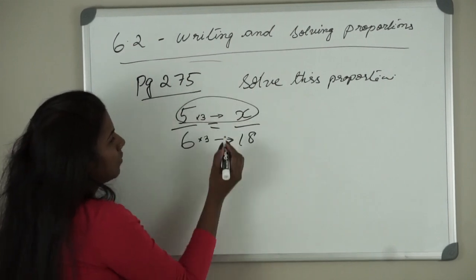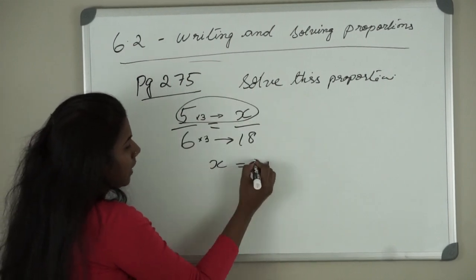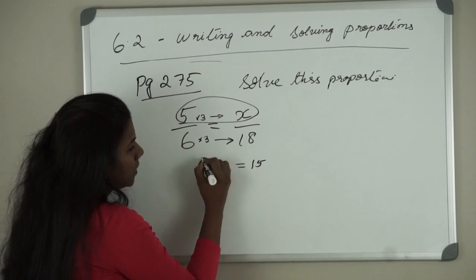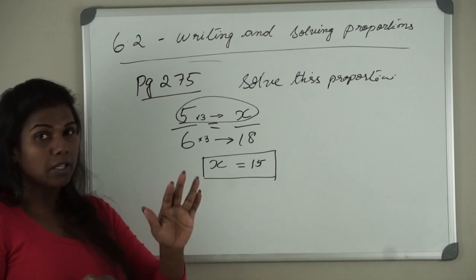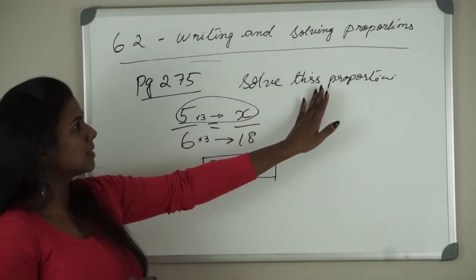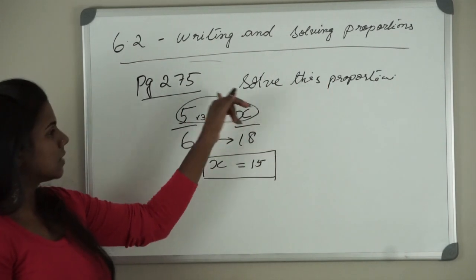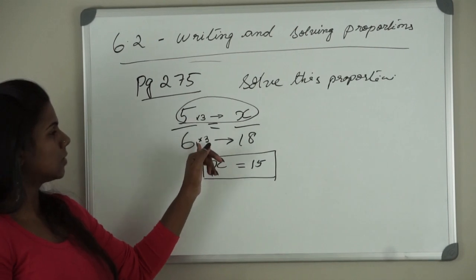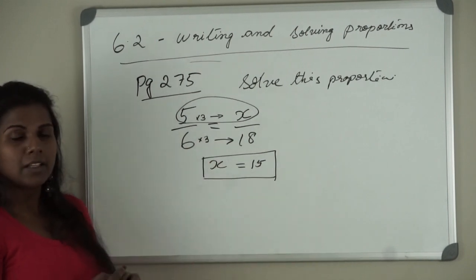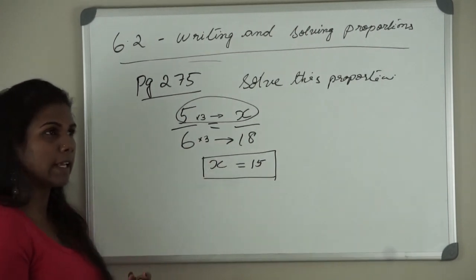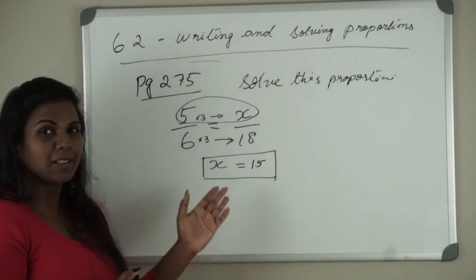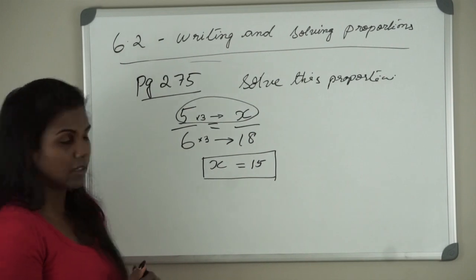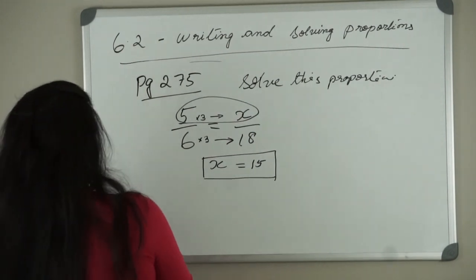So what is the value of x? X is equal to 15. We got it, right? See, this is only because they say this is a proportion. If this wasn't a proportion, you wouldn't be able to do this, okay? So we can go through a couple more examples and solve equations using proportions, okay? Solve for x using proportions.